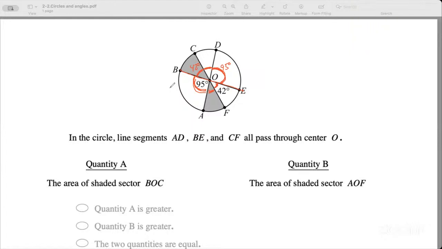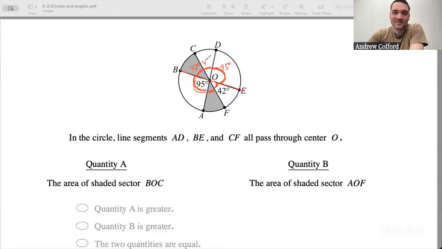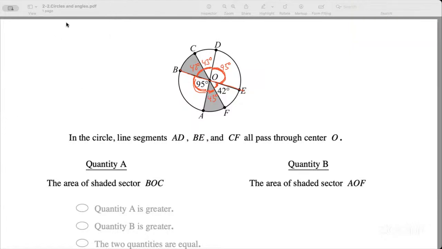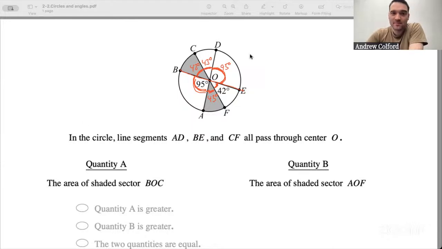43 degrees? Yes, right? So that's 43 degrees. And then by our mirror rule, that also is 43 degrees. So, sorry, let me just get rid of that. Boom, boom. Then the question is, what's greater, the area of shaded sector BOC, so this one right here, or the area of shaded sector AOF?